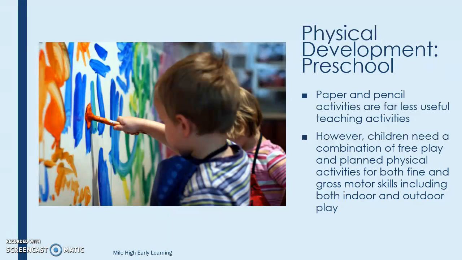what children really need is a combination of free play and planned physical activities for both fine and gross motor development, that include both indoor and outdoor time. And they need to be meaningful, they need to be relevant, and they need to include the actual real objects that children can explore.